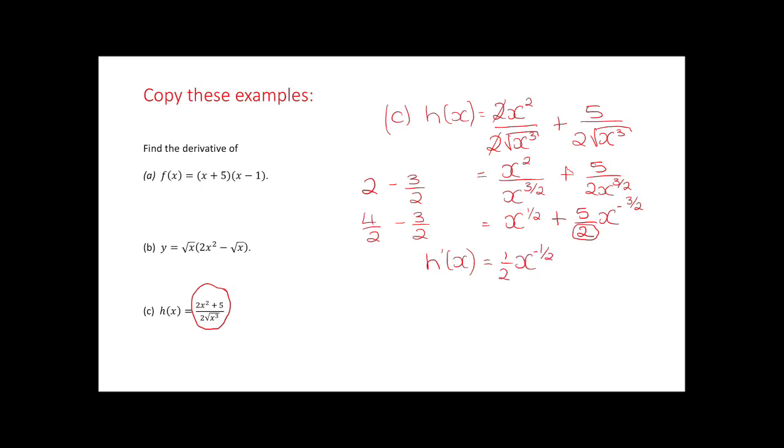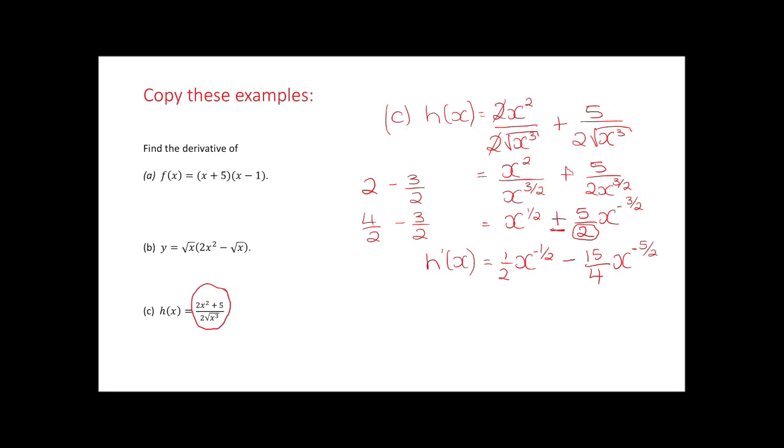Remember, extra working if you need to. Then on this next part, I'm going to bring down my power and times by it. So I've got a negative power, but I've got a positive here. The negative one in that case gives me the negative. So I've got 5 over 2 times by 3 over 2. So top times top, 5 times 3 gives me 15. 2 times 2 gives me 4 on the bottom. And then I'm going to decrease by 1. So remember, you're taking away 1, or in this case, you're taking away 2 over 2, which would give me x to the negative 5 over 2.